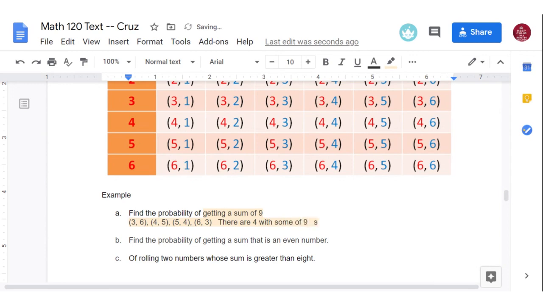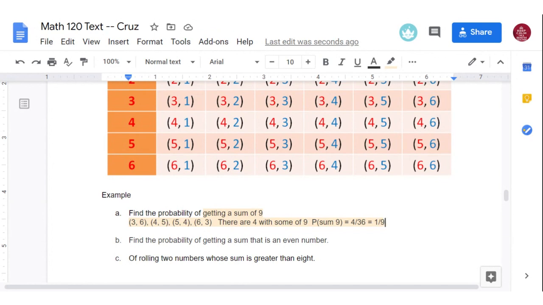So the probability of a sum of 9 is equal to 4 over 36, because there's 36 of them, which whittles down to 1 over 9, right? Did I do that right? That's right.